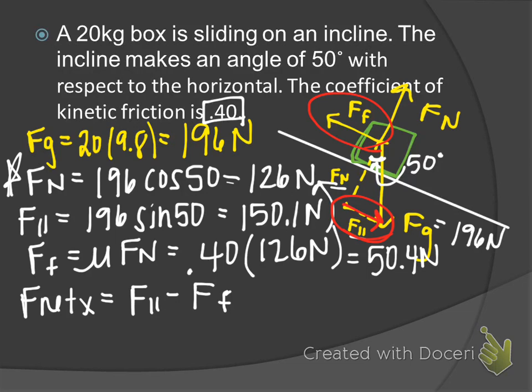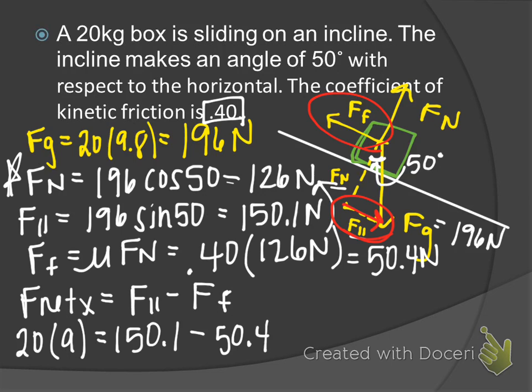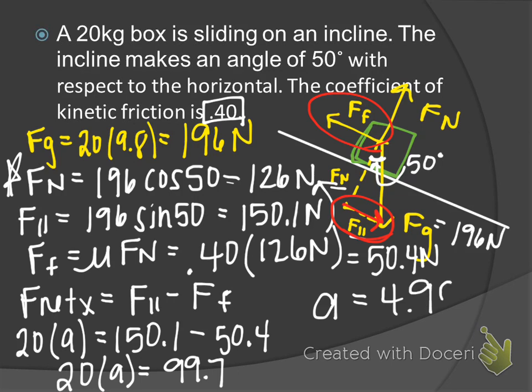So we can start doing our substitutions here. If we take mass, which is 20 kilograms, times A, equals our parallel force, which we solved to be 150.1 newtons, minus our frictional force, which we solved to be 50.4 newtons, gives us 20 times A equals 99.7. And we will divide 99.7 by 20 and that gives us an acceleration of 4.98, or 5 meters per second squared, if you want to round that up.